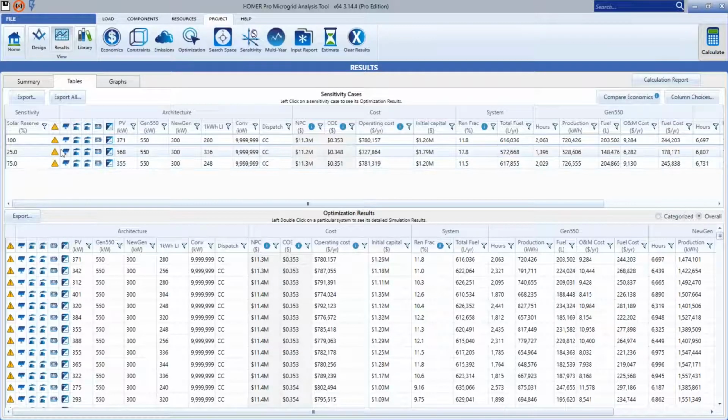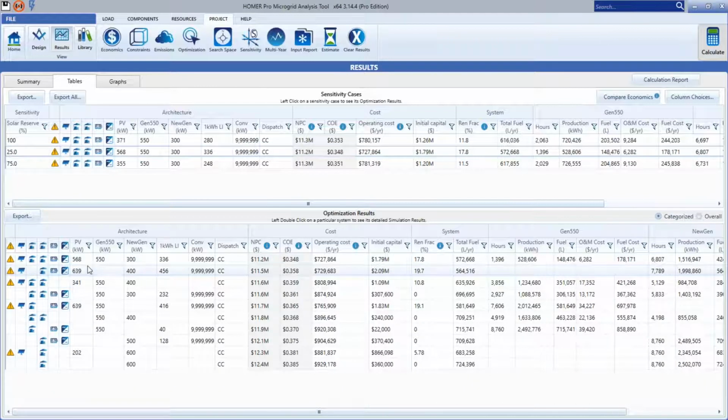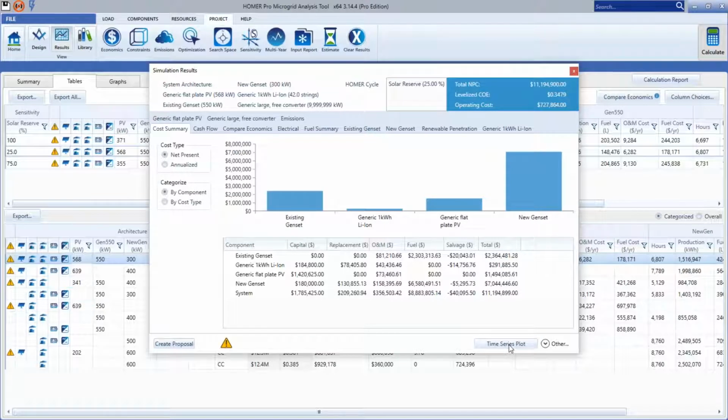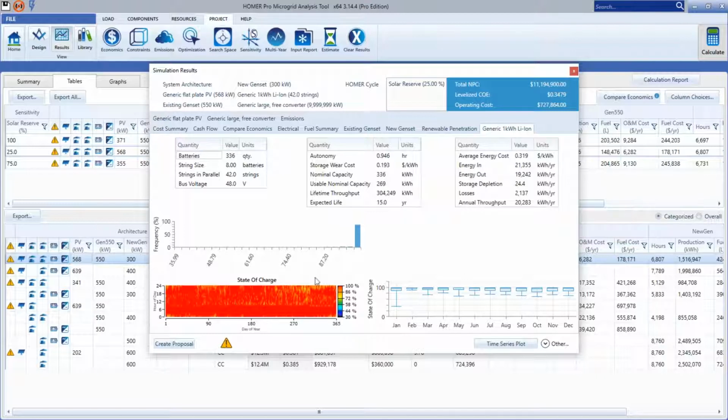If you go into the simulation results and look at the battery operation, just click or double click on any one of those, and then look at the battery tab. There's a lot of information about how the battery is being used. Also, what's the annual throughput? What's the expected lifetime? I think that's what he was looking for. Is that right?